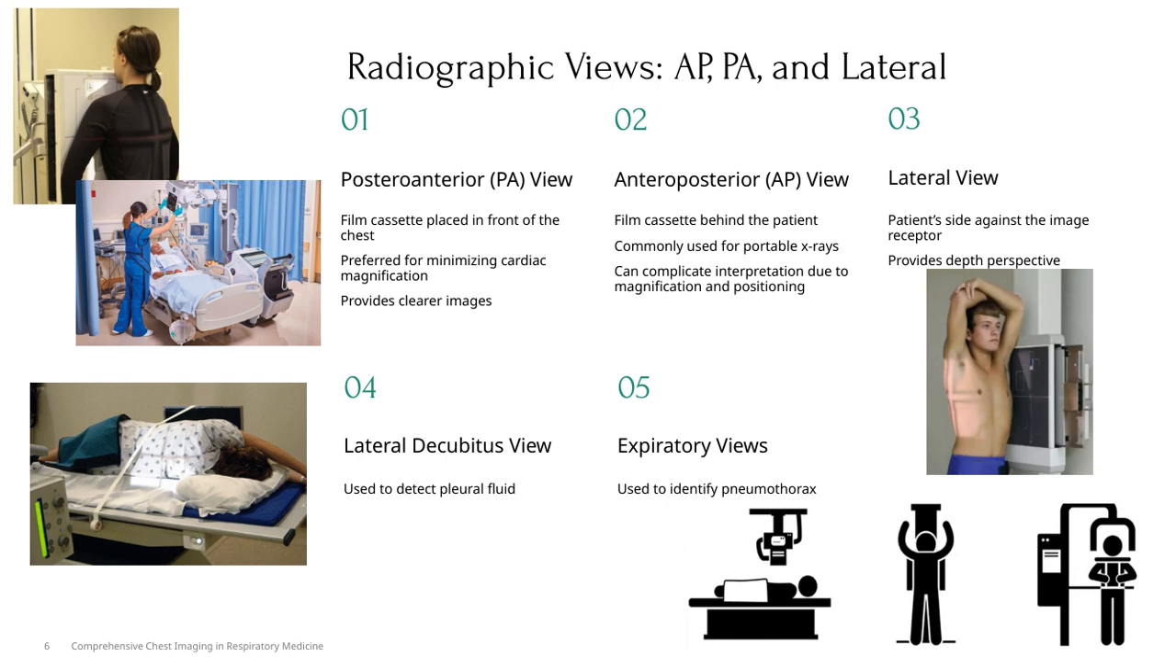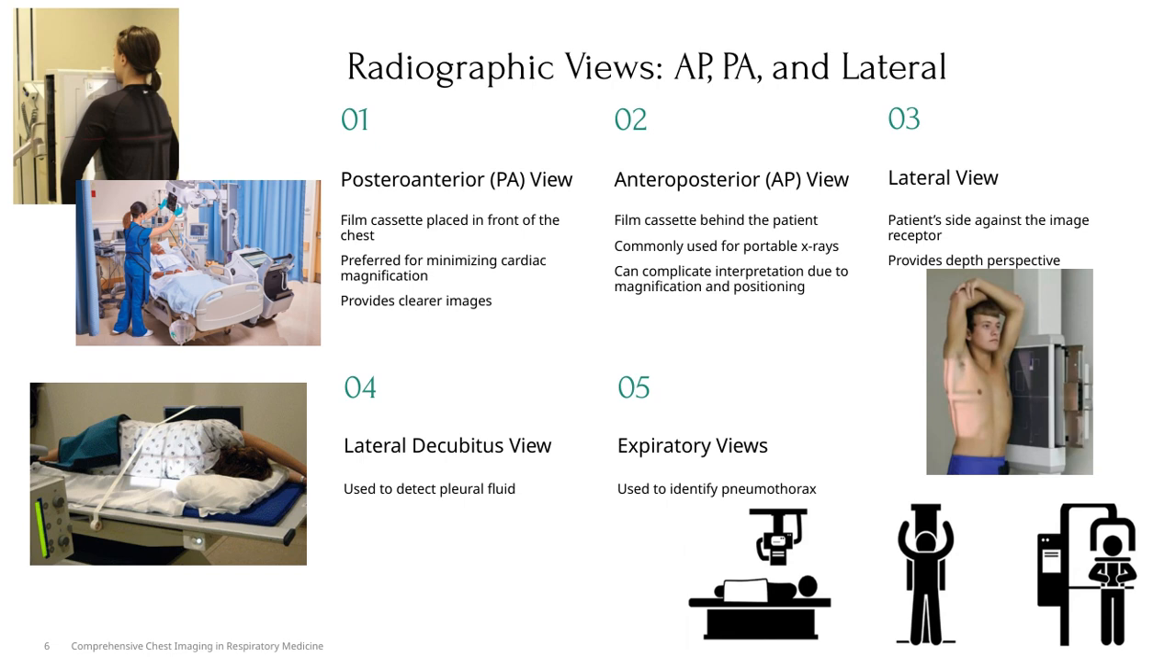Moving on, when we need to detect pleural fluid, the lateral decubitus view becomes very useful. In this position, the patient lies on their side with the side of concern against the image receptor. This setup provides us with a good depth perspective, making it easier to see if fluid has accumulated in the pleural space.